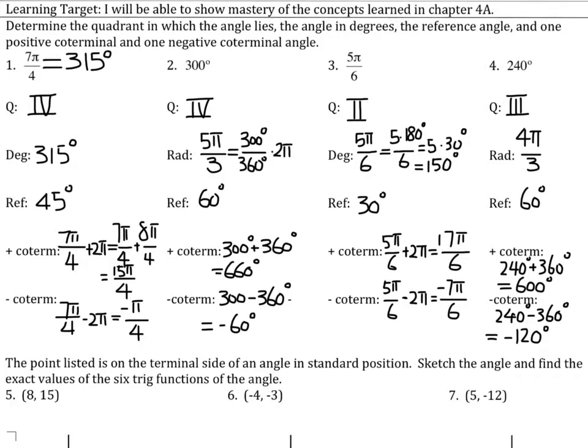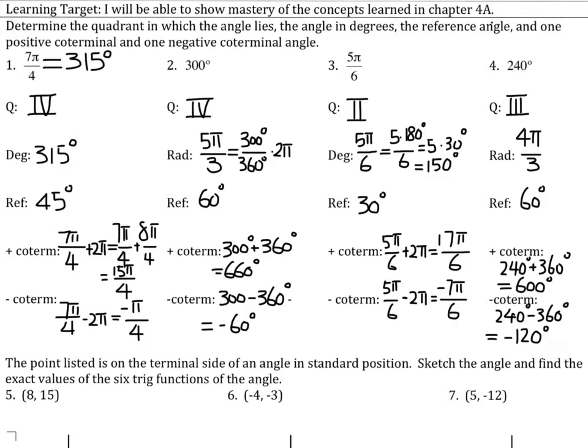Number 3, 5 pi over 6. It is going to fall in the 2nd quadrant. For the degree measurement, again replace pi with 180. That's 5 times 180 divided by 6. 180 divided by 6 is 30, and 5 times 30 is 150 degrees. That's why it's going to lie in the 2nd quadrant.